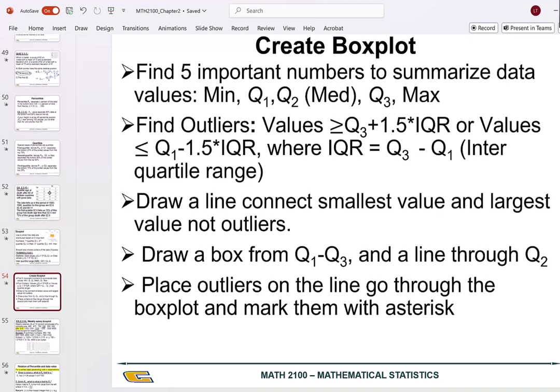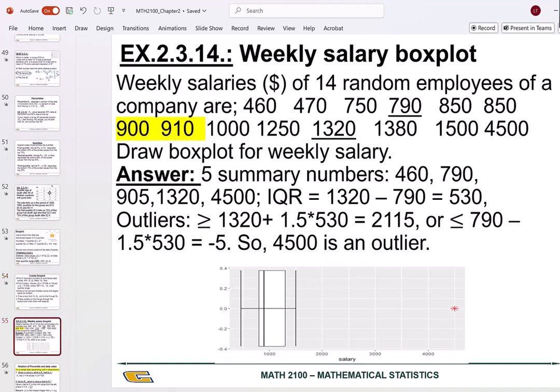So we look at this problem, which is about how these box plots were constructed. Here are the weekly salary box plots. We have 14 employees.